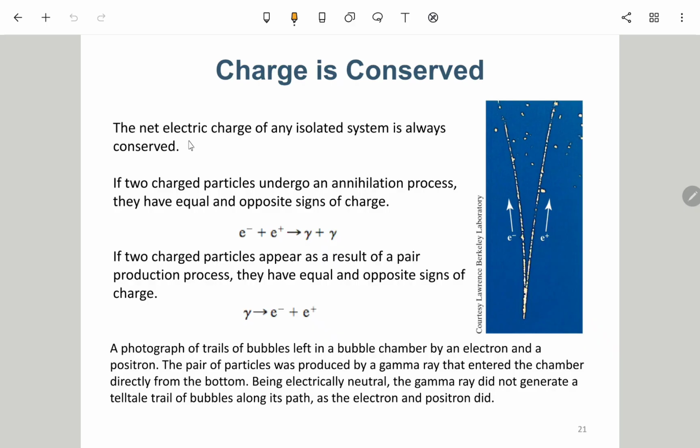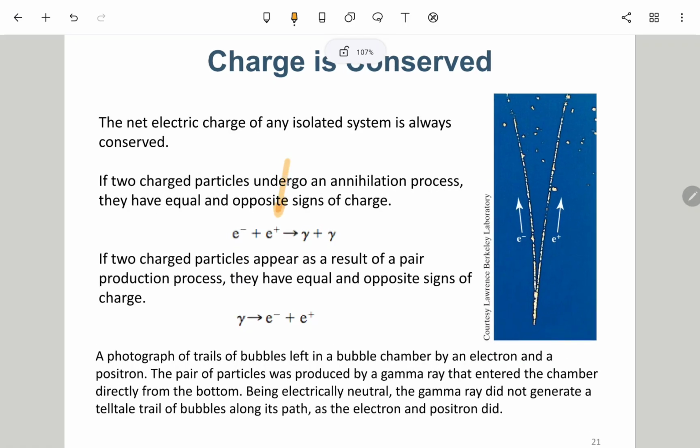In this formula, we have a negative electron, and we also have the positive electron, which we sometimes call a positron. If a normal electron combines with a positron, it becomes energy. This is called antimatter.